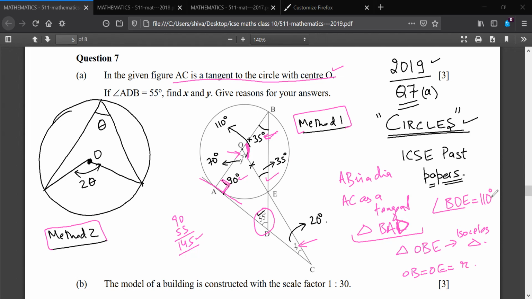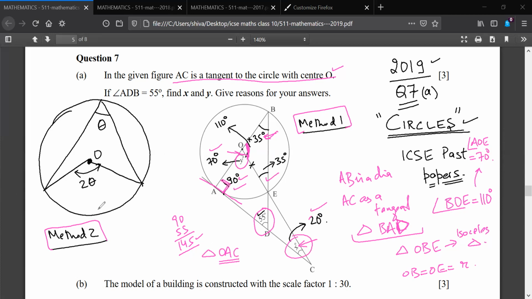Any doubt? No, sir. Consequently, angle AOE would be 70 degrees. Any doubt? No, sir. Now, if this is 70 degrees, we have found Y. Then we consider triangle OAC. We have found this is 70 degrees, this is 90 degrees, 90 plus 70 is 160. So this angle would be 20 degrees. Any doubt? No, sir. Okay.